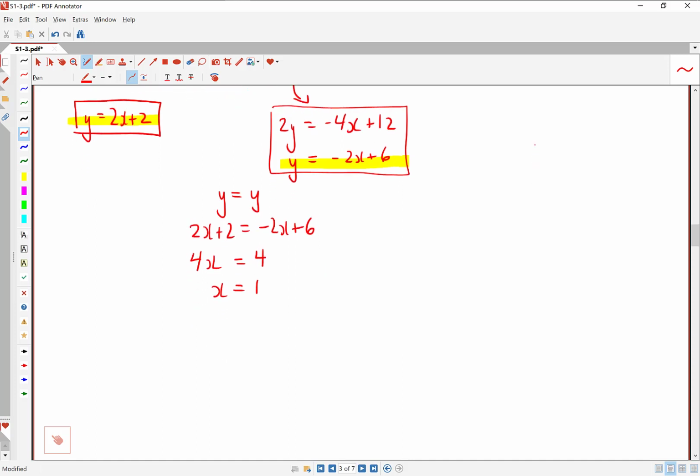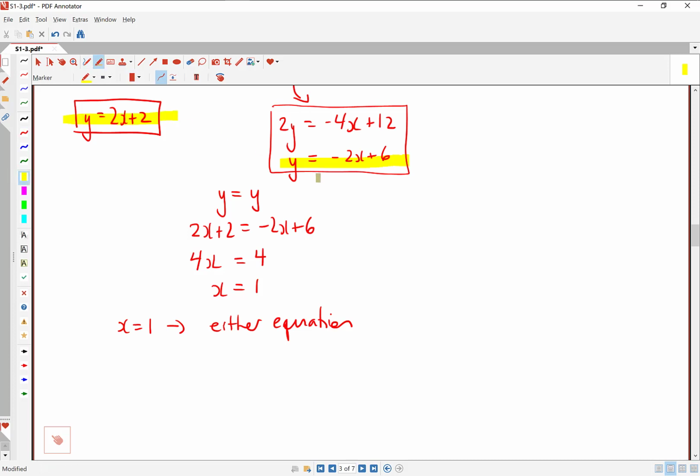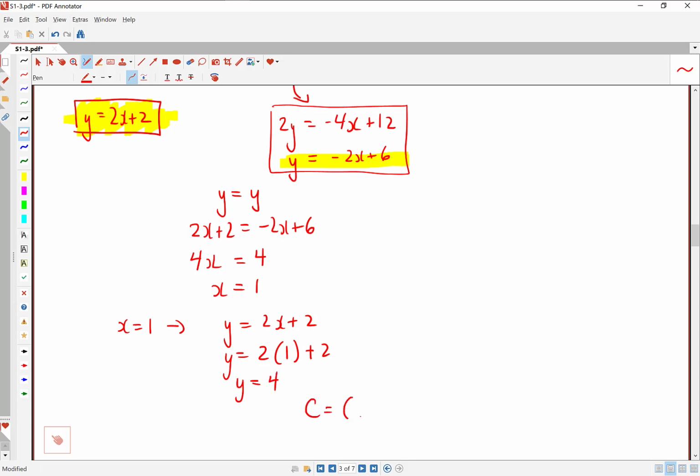And then once you get your x value, you can go back into either equation. So look at these highlighted equations here. You can choose either one, whichever one you think is going to be easier to work with. I say maybe this one on the left here. So y equals 2x plus 2. So we're going to go 2 times, we know our x value is 1, and so y is 4. And that gives us our point C, which has x value 1 and y value 4.